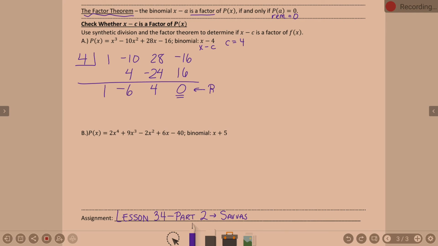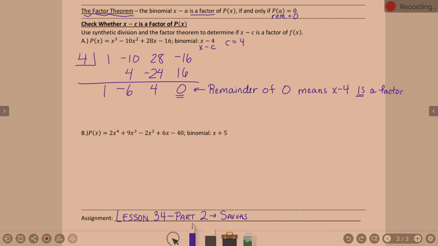So what is this 0? It is my remainder. And what does that mean? No, it means remainder of 0 means that x minus 4 is a factor. This can factor because when I divide it, there's no remainders. So remainder of 0 means x minus 4 is a factor. Okay?